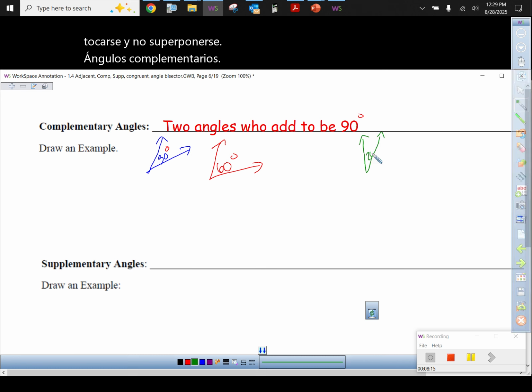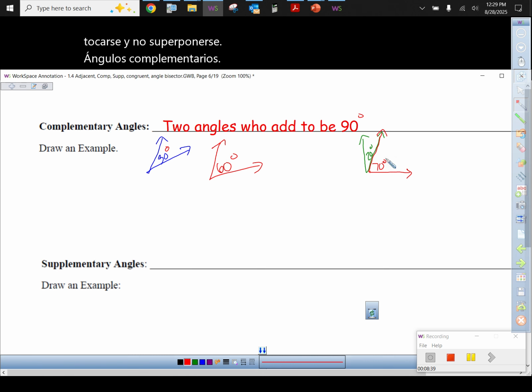I'll make him 20 degrees. But could you do the math for me? What does the other angle have to be, its complement? 70. Should I make my new angle touch this one or touch this one? Because I said adjacent, right? So it's got to touch. You really wouldn't draw this ray twice, but I drew it anyway. That would be 70 degrees. That's honestly the hard way to do that.